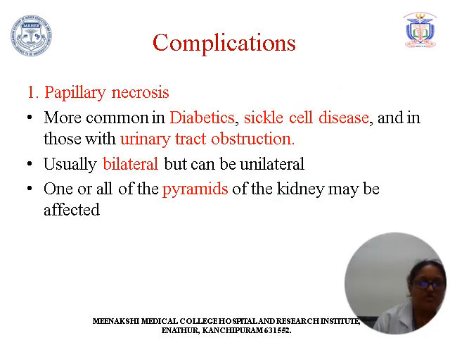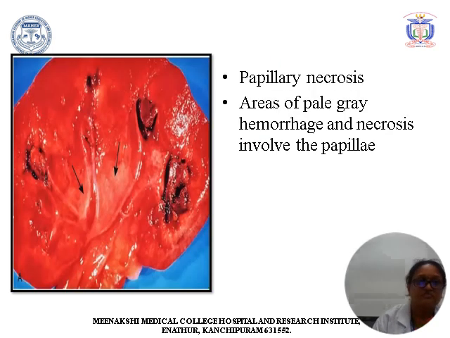There are three complications of acute pyelonephritis: papillary necrosis, pyonephrosis and perinephric abscess. Papillary necrosis is more common in diabetics, in sickle cell disease and in those with urinary tract obstruction. It is usually bilateral but can be unilateral also. It affects one or all of the pyramids of the kidney. This is papillary necrosis. The arrow marks indicate the areas of pale grey hemorrhage and necrosis which involve the papillae.